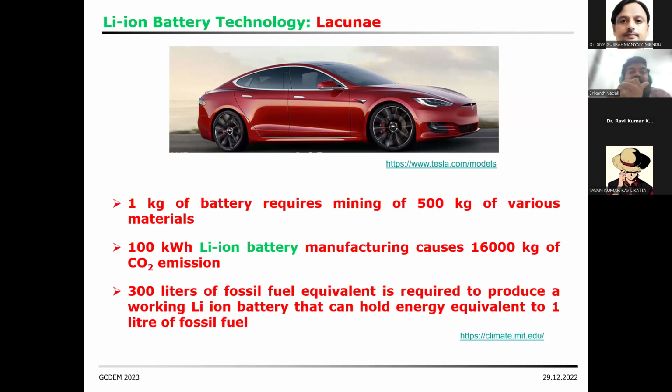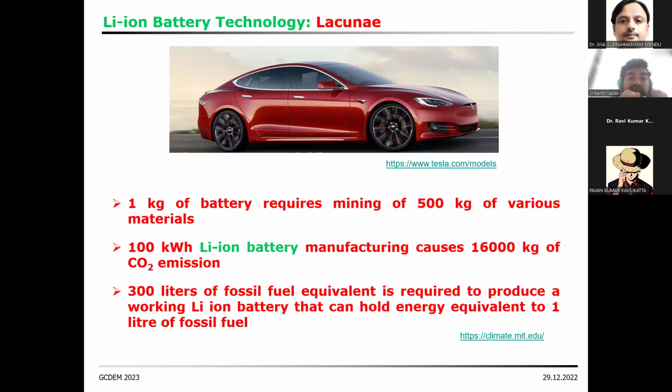Now, 1 kilogram of this battery requires mining of 500 kilograms of various materials. It's not just lithium, you need nickel, you need cobalt, and so many other elements. In total, you have to mine 500 kilograms, and out of that, only 1 kilogram goes into the battery. Imagine how much pollution this might be generating. These numbers are not mine. These are from published research. I've also given the link at the bottom, if somebody is interested.